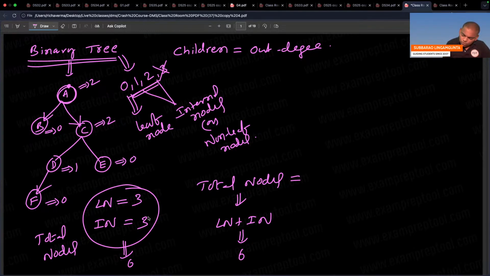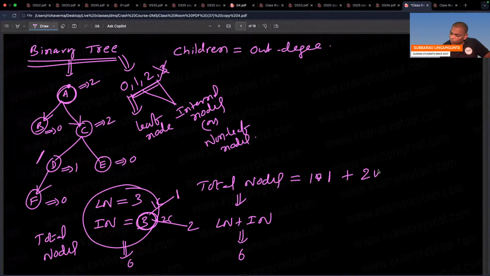Internal nodes, totally 3 there. Out of them, how many have 1 child and how many have 2 children? Let me check. 1 child is, I think, only this person. Internal nodes are 3, out of them 1 child is 1. How many have 2 children? 2. So total nodes is equal to, see the answer: 1 child, 1; 2 child, 2.